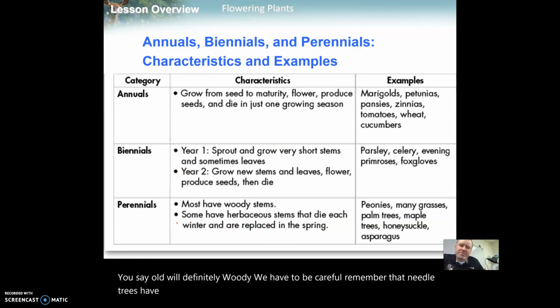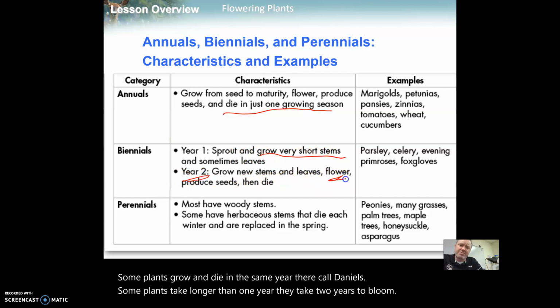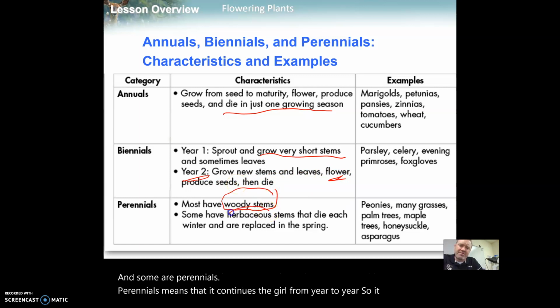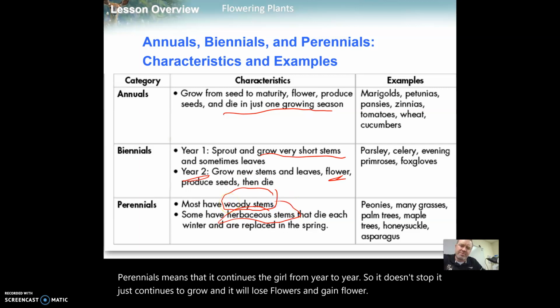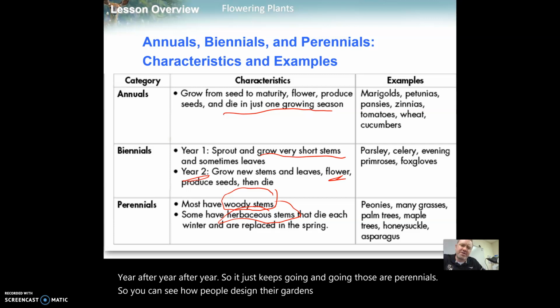Just a few more characteristics here about annuals, biennials, and perennials. But mostly you can see that we've talked about the characteristics. Annuals die in just one growing season and grow very short stems. We didn't say that about biennials, but by year two they grow into that flower. Perennials, we didn't mention this, but we can: woody stems, and some have herbaceous stems, so a little bit of both, depending on what they're like. And you've got examples of the different types over there.